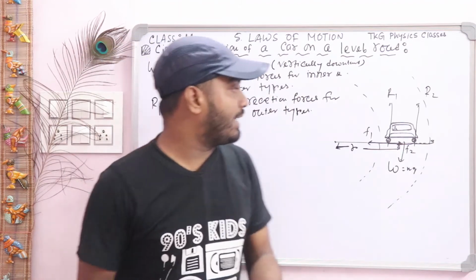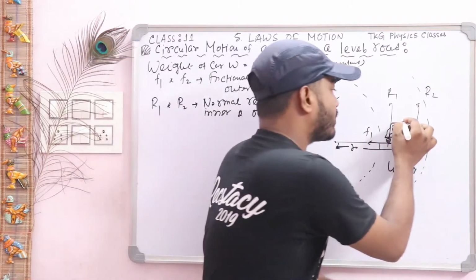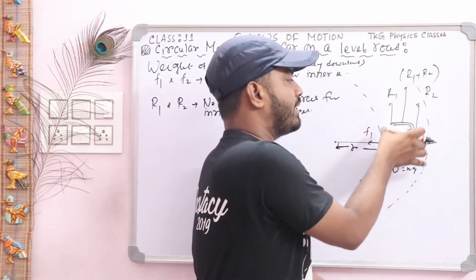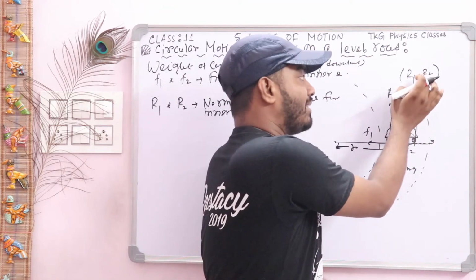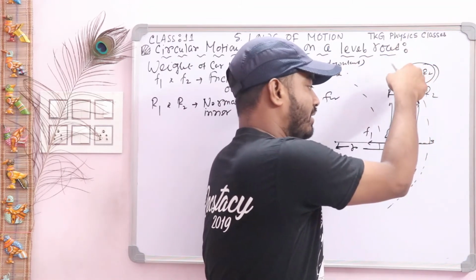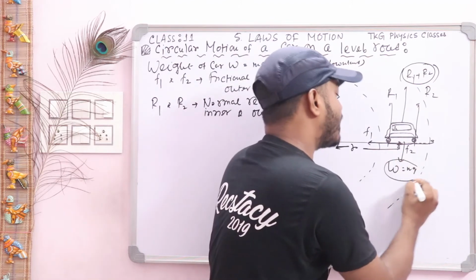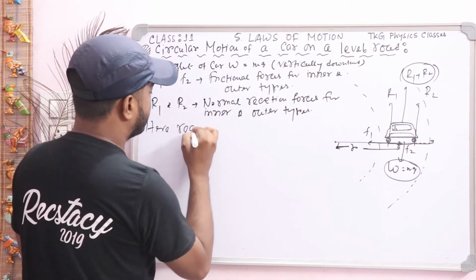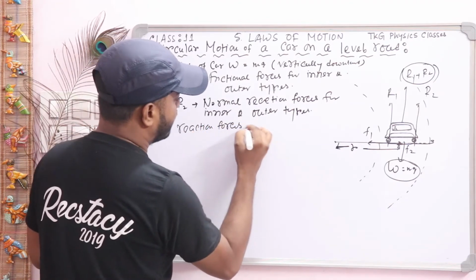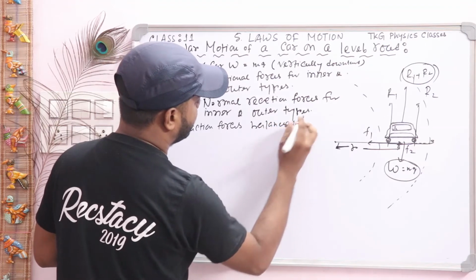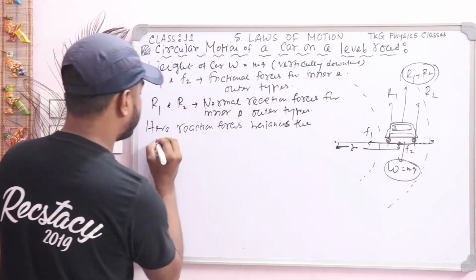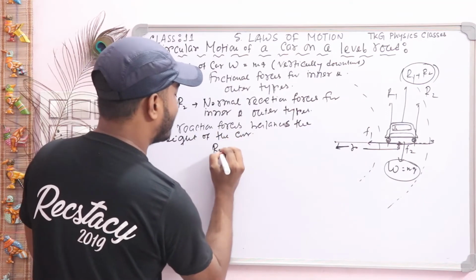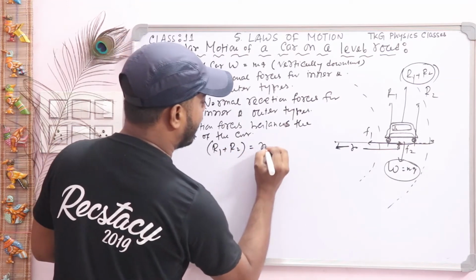Okay, so what is the resultant normal reaction force? The resultant normal reaction force is R1 plus R2. The two reaction forces R1 and R2 are directed vertically upward, in the same direction, so the resultant is R1 plus R2, and this resultant reaction force is balanced with the weight of the car, which is vertically downward. So the reaction forces balance the weight of the car, that is R1 plus R2 is equal to m into g.